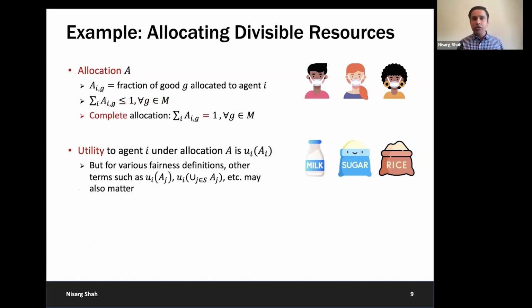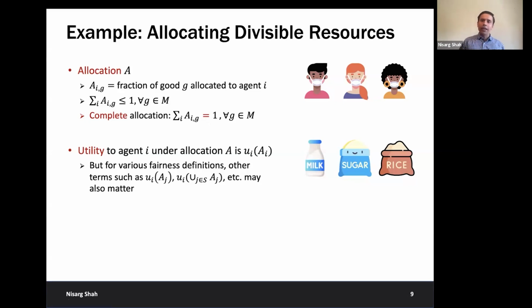We want to compute an allocation A, which is a matrix where the entry a_ig denotes the fraction of good g that is given to agent i. Because we want this allocation to be feasible, for every good g, if you take the sum over all the agents i of the fraction of that good given to the different agents, it should sum to at most 1. You cannot allocate more than the total amount of the resource that's available. Note that I'm saying less than or equal to 1, meaning that in an allocation you can also throw some of the resources away. If you don't want to throw any resources away, then you can talk about complete allocations, where the sum is exactly equal to 1 for every good g.